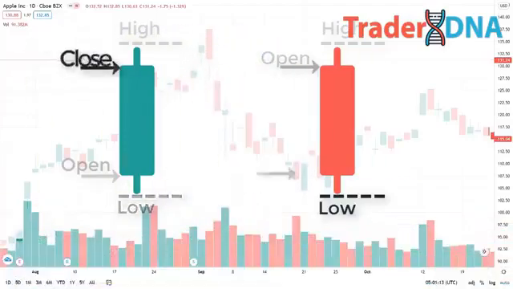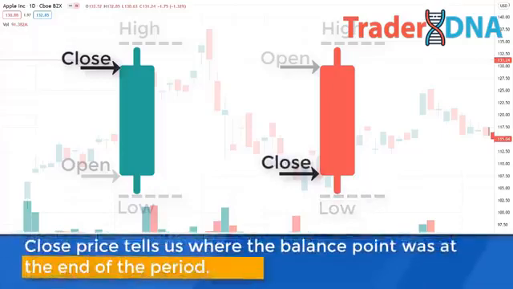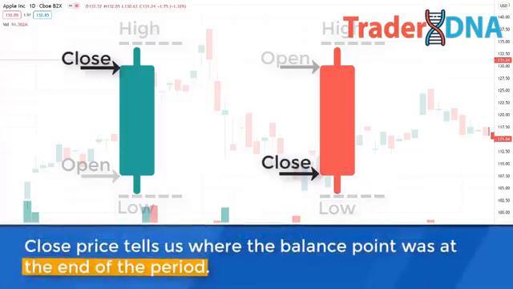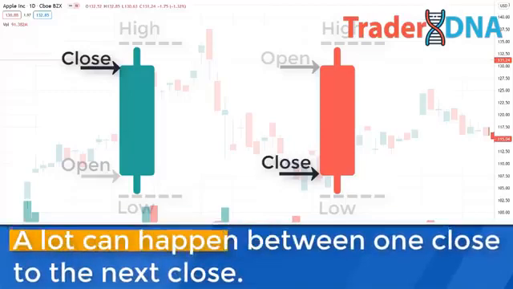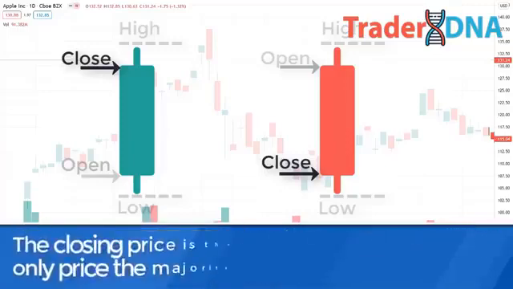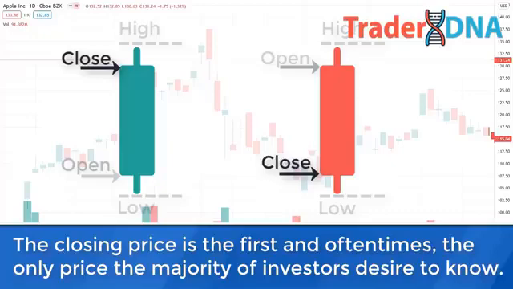The close price tells us where the balance point was at the end of the period. The close is the last price agreed between buyers and sellers ending the trading session. The close is the market's final evaluation. A lot can happen between one close to the next close. The close represents the sentiments and convictions of investors at the end of the day. It is the position investors desire to hold after hours when investors are unable to trade with liquidity until the next session opens. The closing price is the first and oftentimes the only price the majority of investors desire to know.